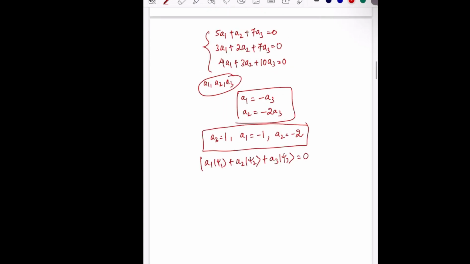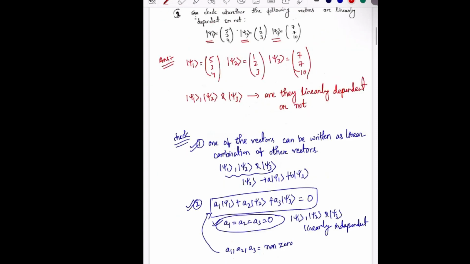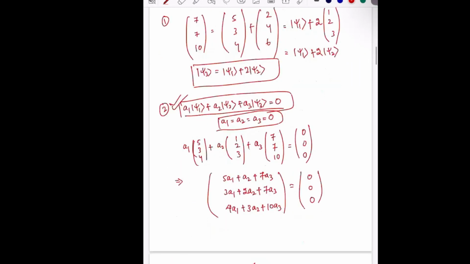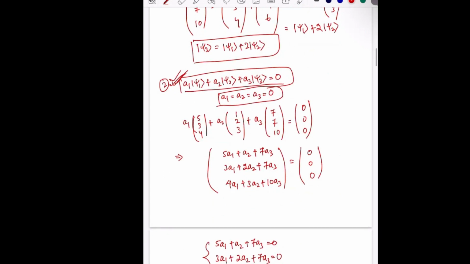So this is all. You can solve it in two ways, like I said. First, check whether you are able to write one of the ket vectors as a linear combination of the other two vectors. The other one is to take this linear combination a1 psi1 plus a2 psi2 plus a3 psi3 and check whether this condition is satisfied only when a1, a2, a3 equal to 0. If it is satisfied for non-zero values of a1, a2, a3, then in that case these are linearly dependent.